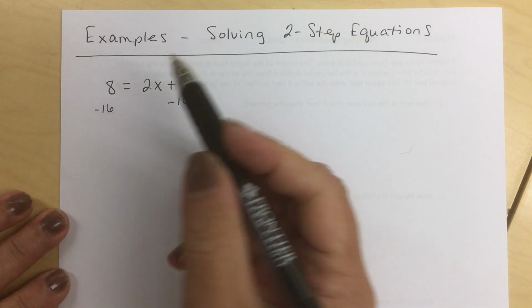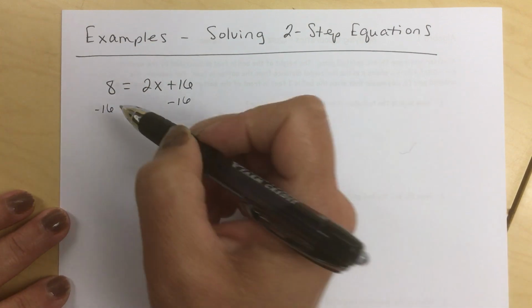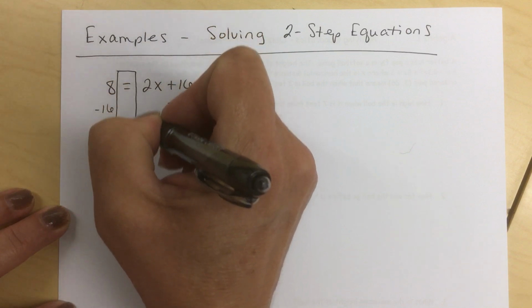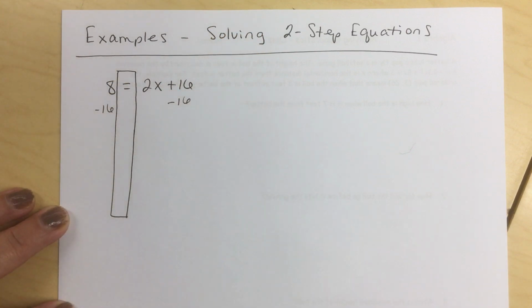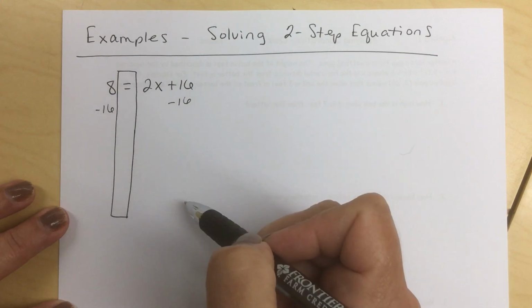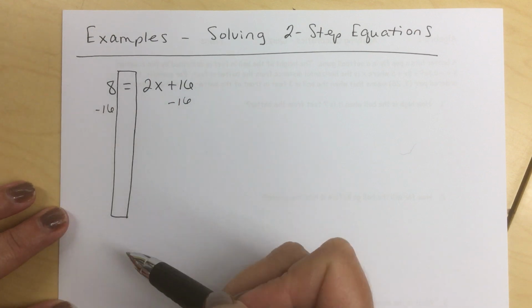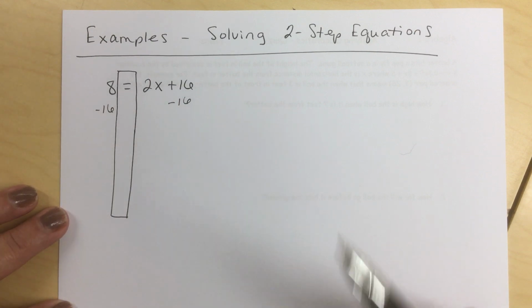Now, something that is a really good habit in Algebra 1 is to take this equal sign and draw a really big wall, okay? It just really helps you keep straight that everything on this side is separate from everything on this side. So if you do that at the beginning, you will avoid a lot of mistakes, okay?